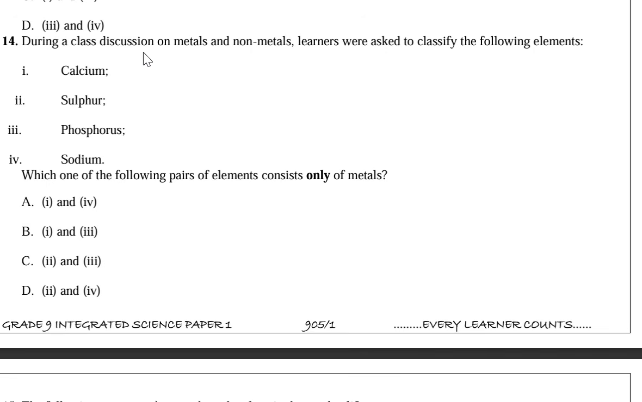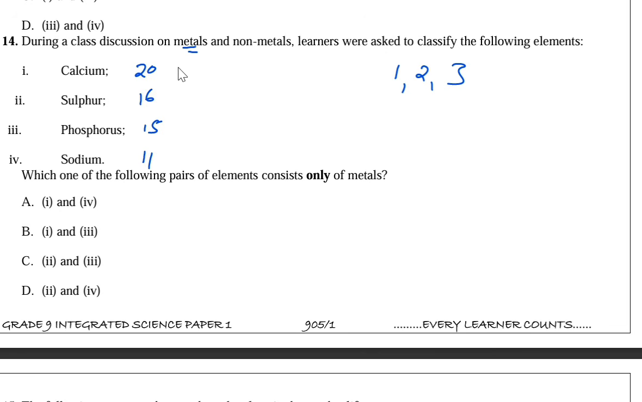So we can start with, so we know that calcium is number 20, that is atomic number. Its atomic number is 20. What about phosphorus? Its atomic number is 15. Sulfur, 16. And sodium, 11. So for metals, we know that the electrons in the outermost energy level is either 1 or 2 or 3. So we're going to write these elements, the electron configuration.